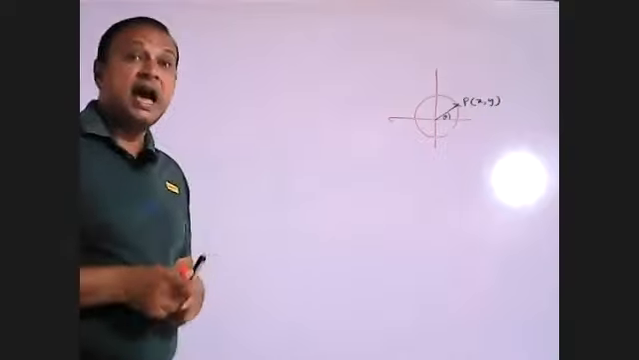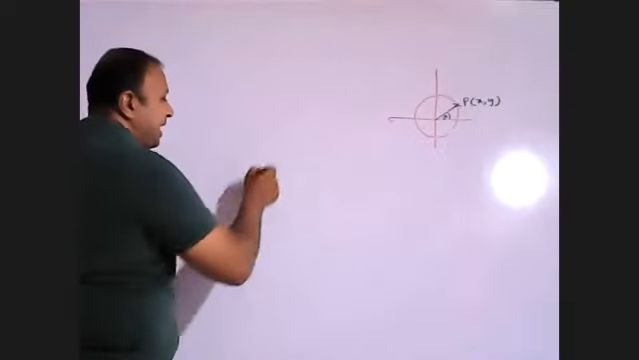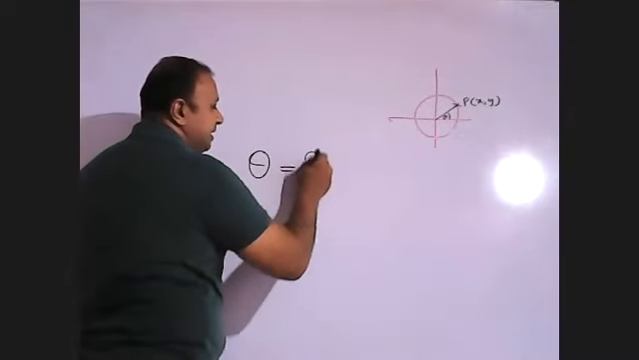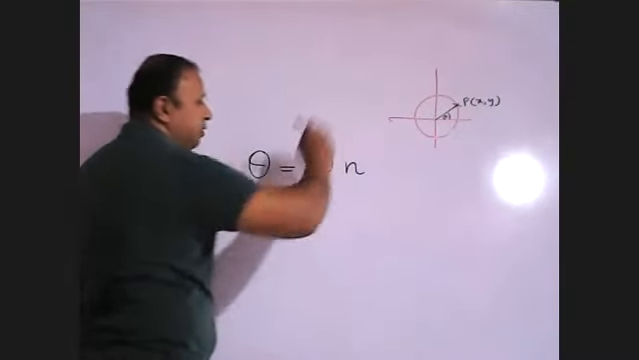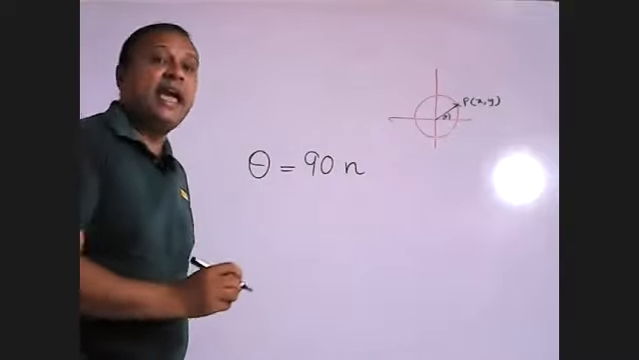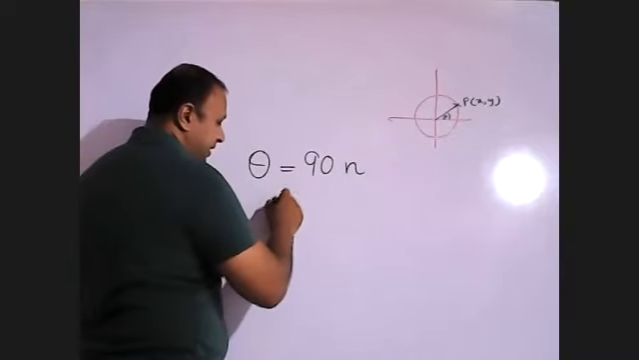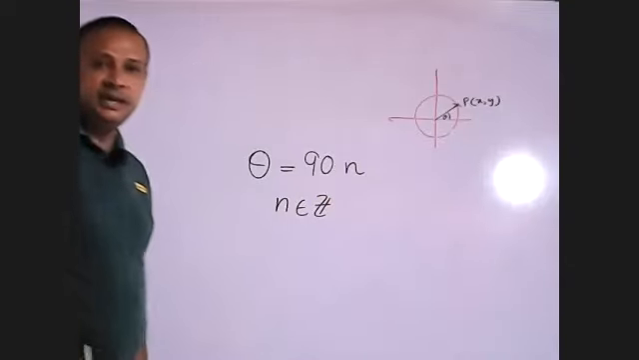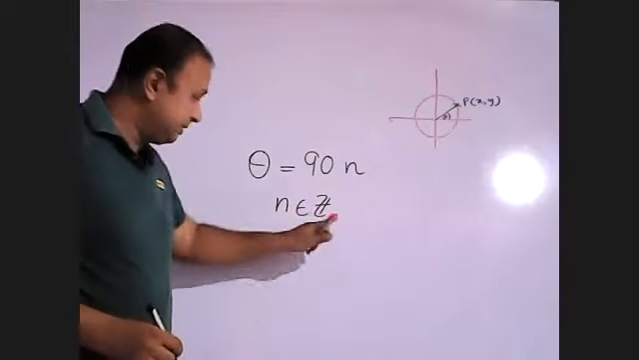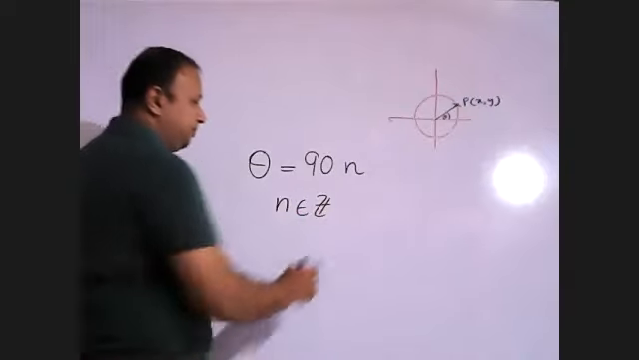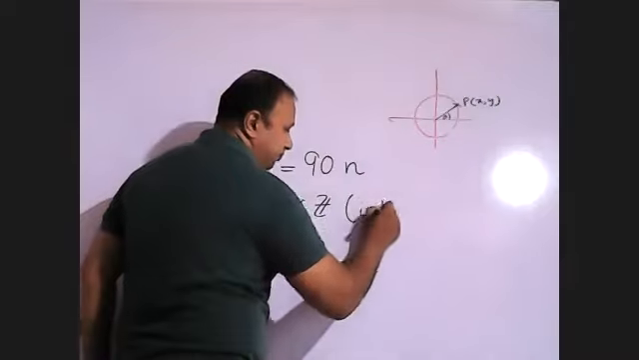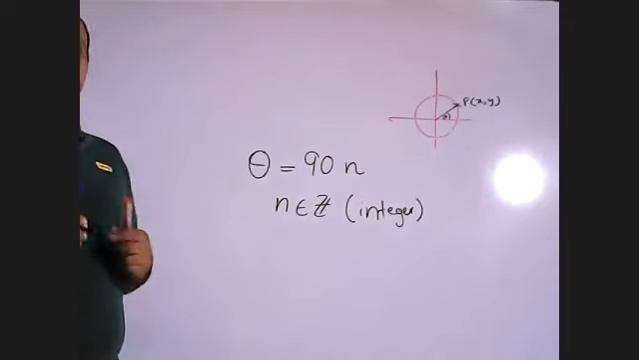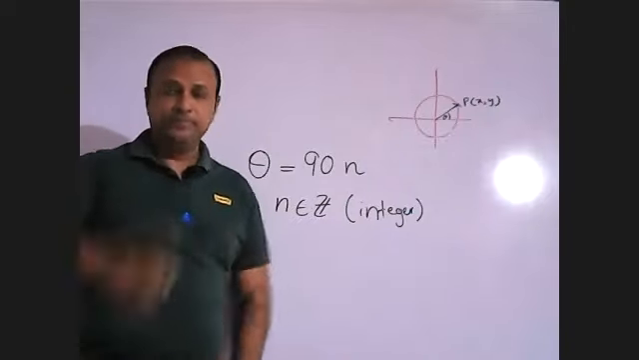That means if the angle is theta, I can write those angles as 90 into n. N is an integer. This is the symbol of integer. Integer means whole number. It's a whole number.